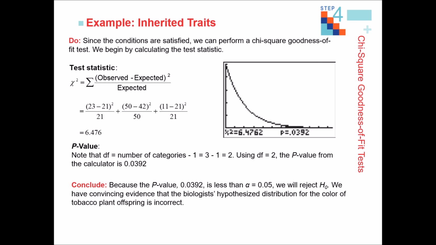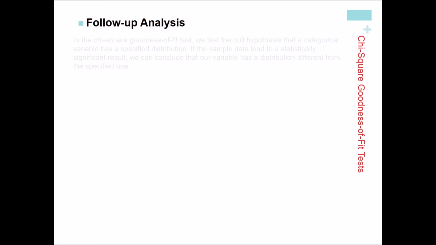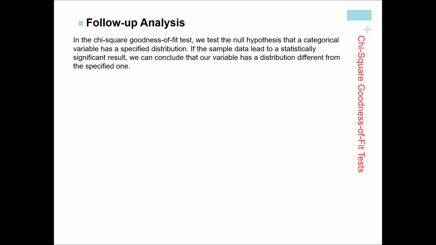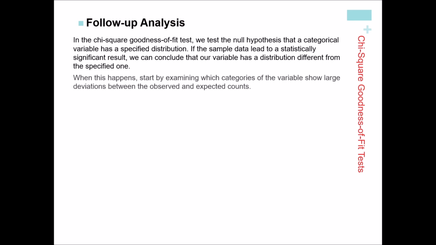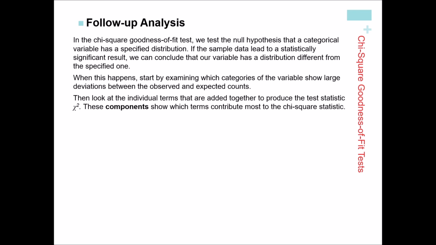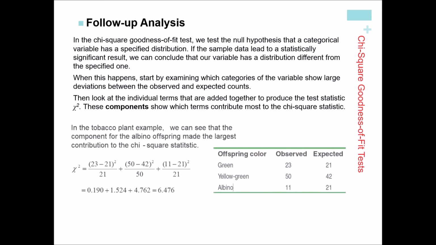Cool. So the next thing we're going to do is follow up, because we'd like to know which of the colors actually threw us off the most in this. What I mean by that is we're going to examine which categories of the variables show the biggest deviations between the observed and expected counts. We're going to look and see which components are really adding the most to this chi-square statistic.